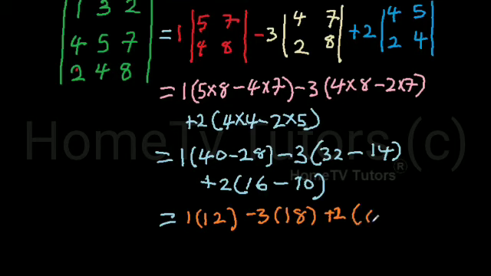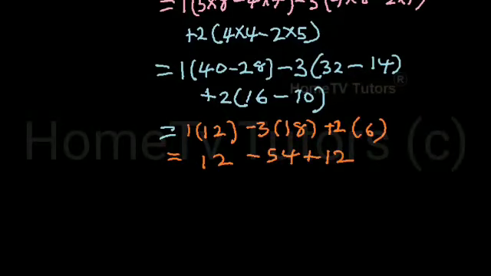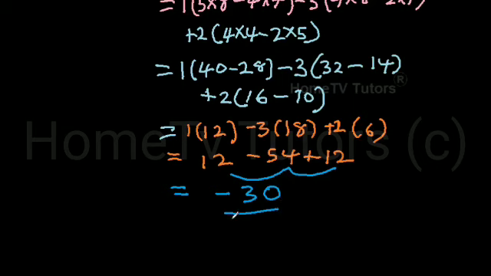So now we have 1 times 12, which is 12, minus 3 times 18, which will give us 54. Then plus 2 times 6, which will give us 12. So now 12 minus 54 plus 12 will give us a negative value of minus 30. So that is your final answer.